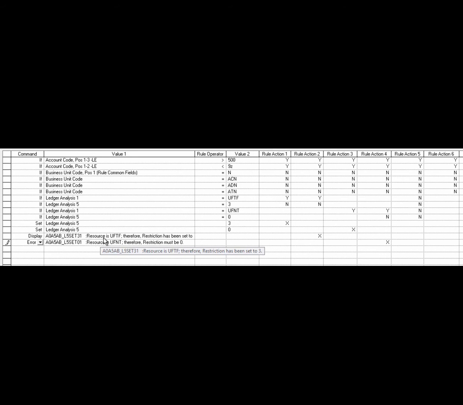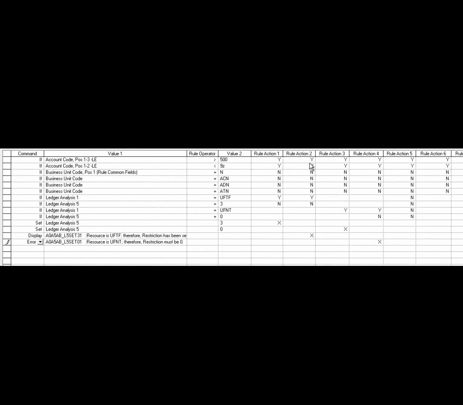Since we're focusing on display first, let's go over here. You see the X. So these are the decisions going on in these conditional statements, and when everything is met, then this action statement with the X is done. This action statement says display resource is UFTF. So the action statement, the resource is set to UFTF, therefore restriction has been set to 3. So if it's UFTF, the restriction should be 3 according to these business rules.